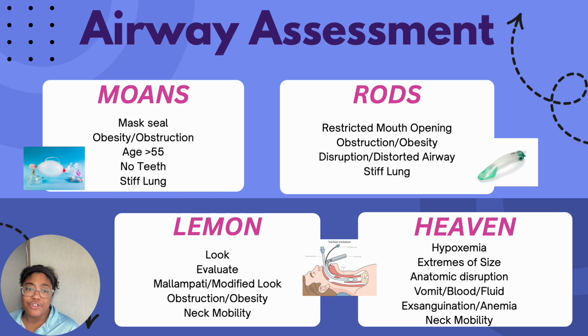Also want to look at any disruptions or distortions in the patient's airway. So things like trauma, tumors, just any anatomical changes that alter the normal shape of the patient's airway. These can again make it more difficult to obtain a proper seal with the device, as well as the function of the device. So it can prevent the air from actually entering into the patient's airway that the device is facilitating.